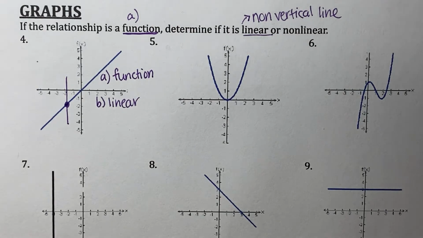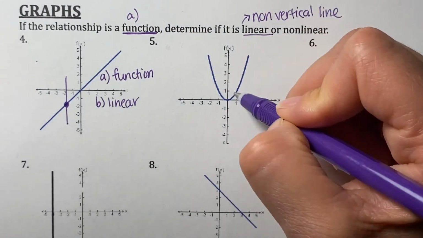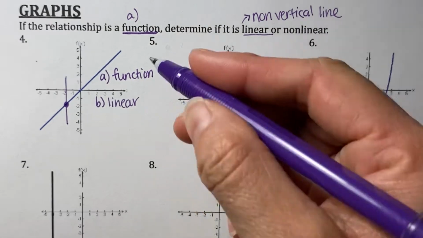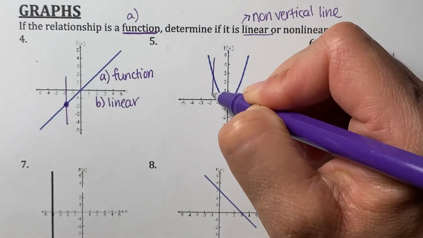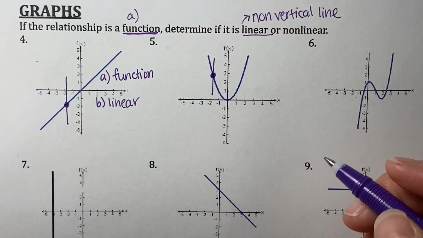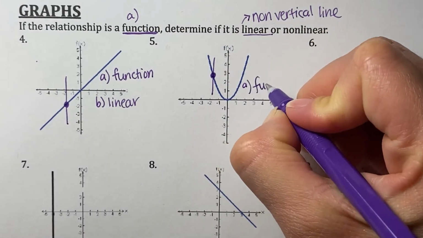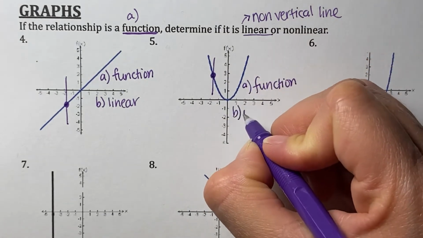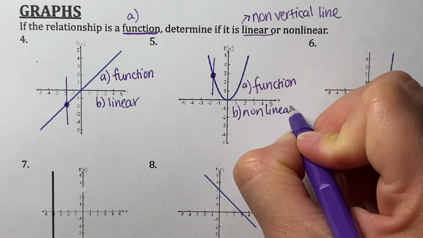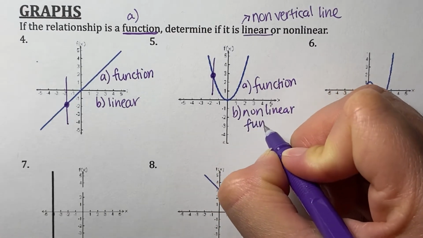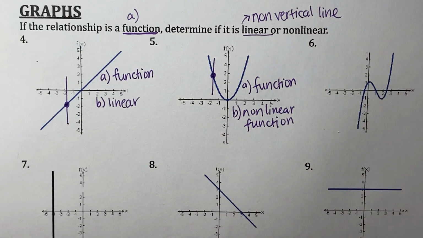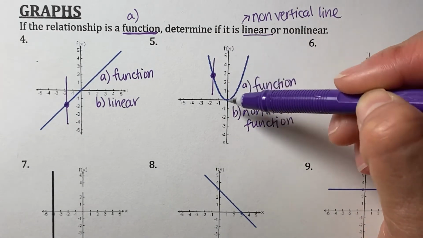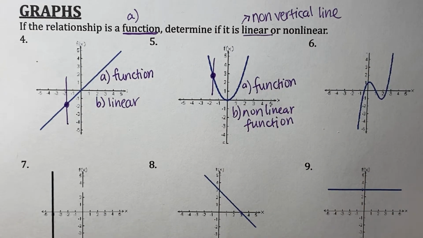Example number 5. It's a U-shaped graph, so automatically it's a non-linear function, but we also want to identify if it's a function or not. You draw a vertical line, hits your graph once. Yes, this is a function, and because it's a curved U-shape, it is a non-linear function. If you can go back and remember what this is, it's a U-shaped graph. We would identify that as a quadratic function.